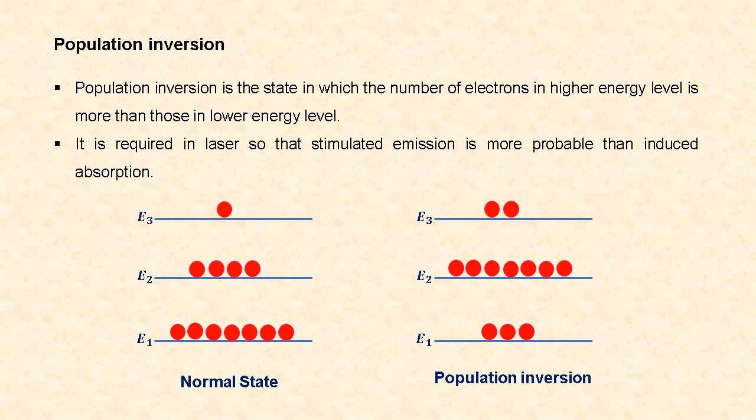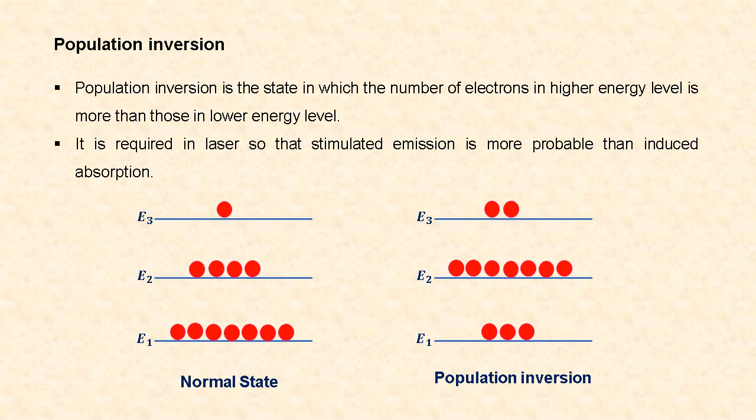Next is population inversion. Population inversion is the state in which the number of electrons in the higher energy level is more than those in the lower energy level. Generally, more atoms are in lower energy levels. When a photon having energy equal to the energy difference between the two levels of the atom is incident, then the probability of getting absorbed is more because the lower energy level has more electrons.